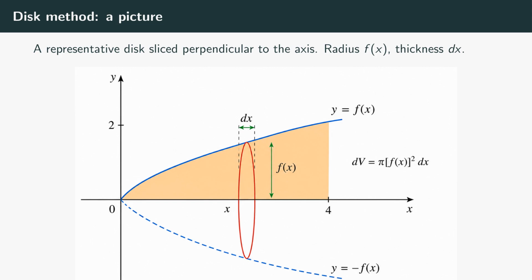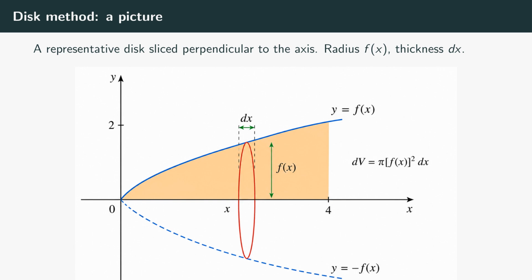Here's the picture. The curve y equals f of x in solid blue, with its mirror image y equals negative f of x in dashed blue below the axis. That's where the rotated solid extends to. Pick a representative slice at some position x. I've drawn it as a vertical red ellipse, which is what a circular disk looks like when you view it slightly edge-on. The disk's radius is f of x, labeled vertically on the right edge. The disk's thickness is the tiny dx, labeled at the bottom.